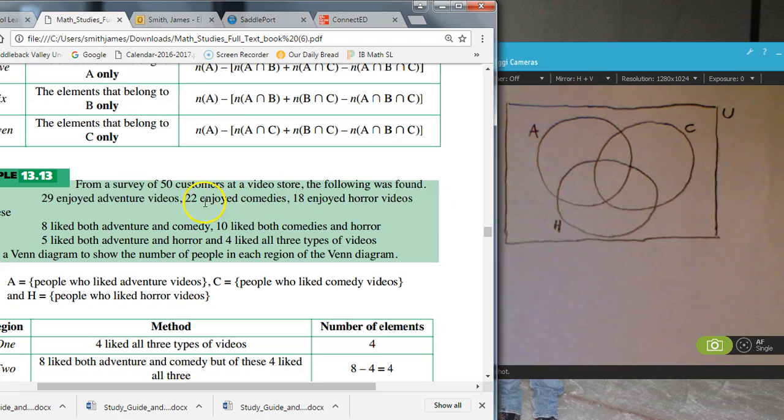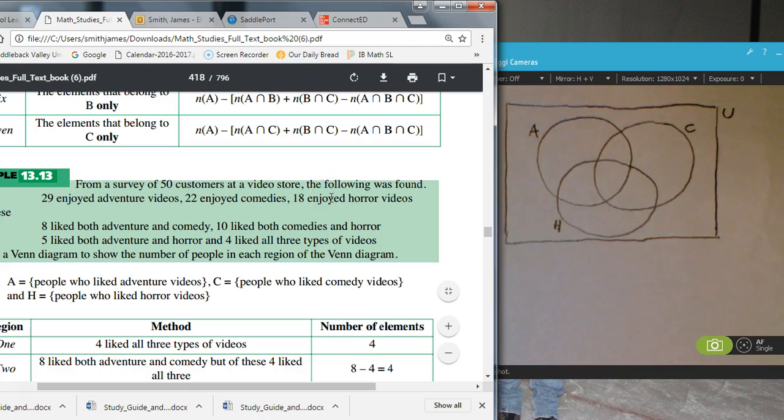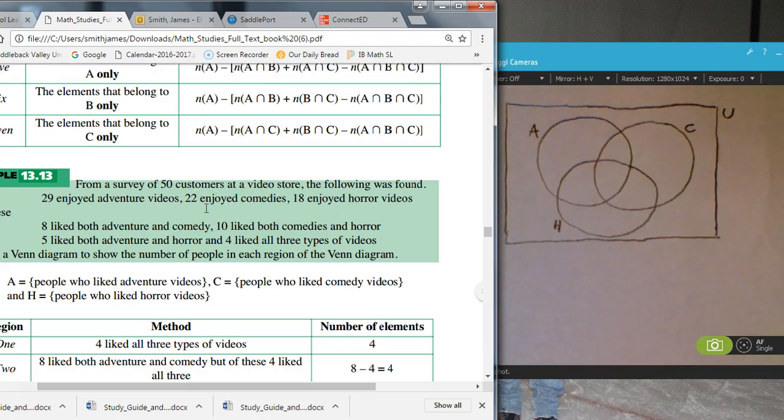Obviously, if you add those numbers up, that's more than 50. So that means there is some area of overlap here, some people who fall into both categories. That's going to help us get our total of 50. So moving on down the list, they give us a couple cases of people who like both A and C, 10 for both C and H, 5 for A and H, and then 4 who liked all 3.